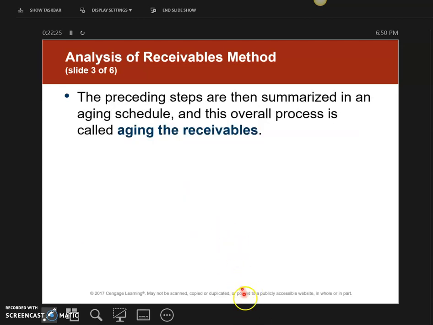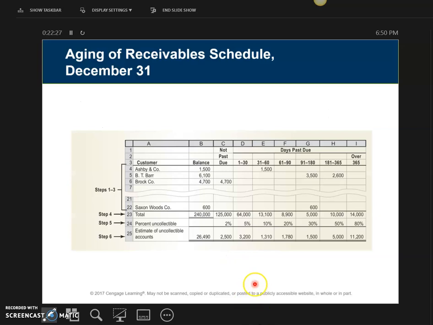So this is called aging the receivables, and here's what it looks like. Hopefully you guys can see this. This is a list of all the customers, and here's a list of the amounts of money they owe me in total. Of the 1,500, Ashby and Company owes me 1,500. That is what I call 31 to 60 days past due.